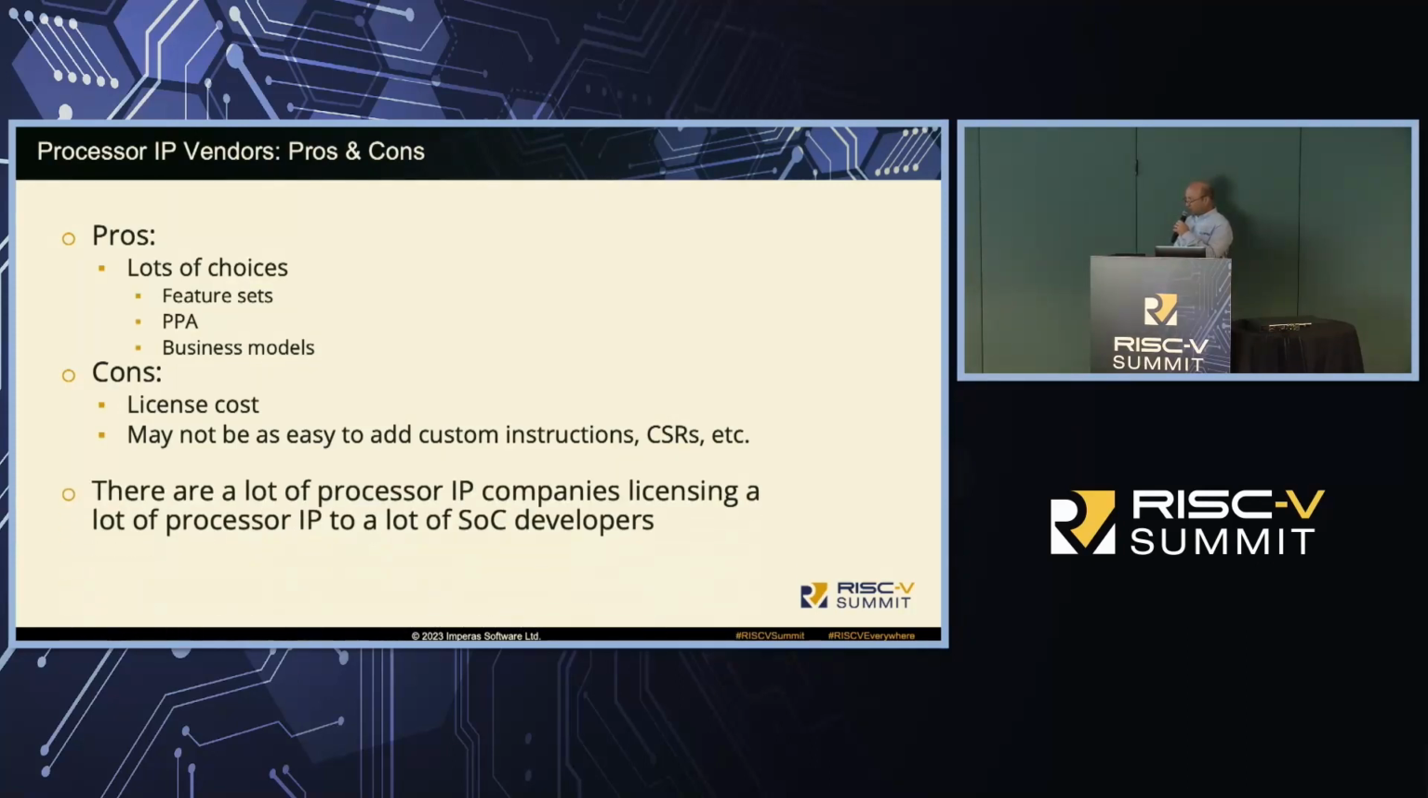But having said that, there are a lot of processor IP companies licensing a lot of RISC-V processor IP to a lot of SoC developers. So this is certainly an easy way to go. I think John, in the first talk this morning, said that SiFive had something like 350 design wins. That's a lot of processor IP to a lot of SoC developers. So certainly the processor IP vendors are a viable alternative.